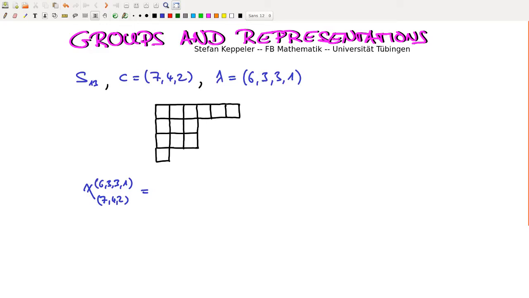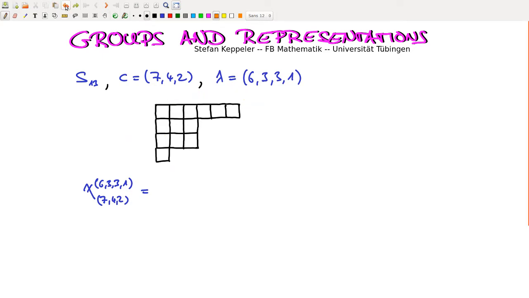Let's calculate this character here. It's a character of S13, cycle structure: a 7-cycle, a 4-cycle, and a 2-cycle. So this adds up to 13. And the irrep is given by this partition, 6, 3, 3. So we have this Young diagram here.